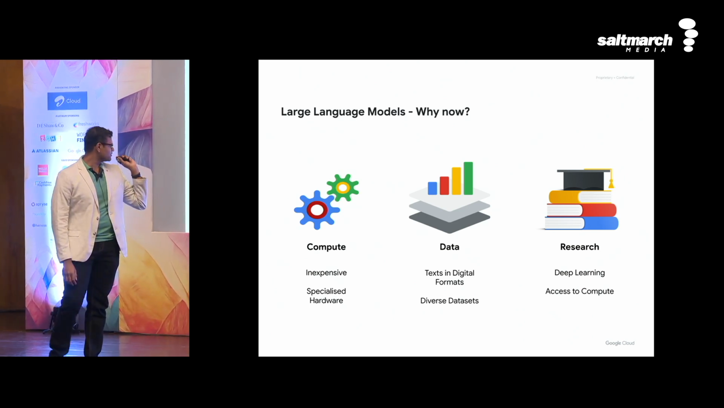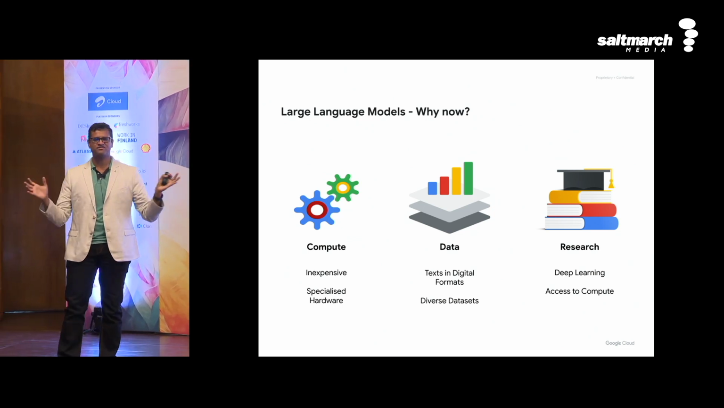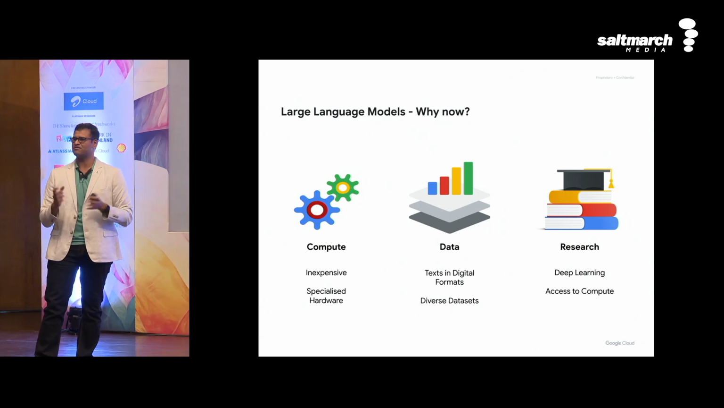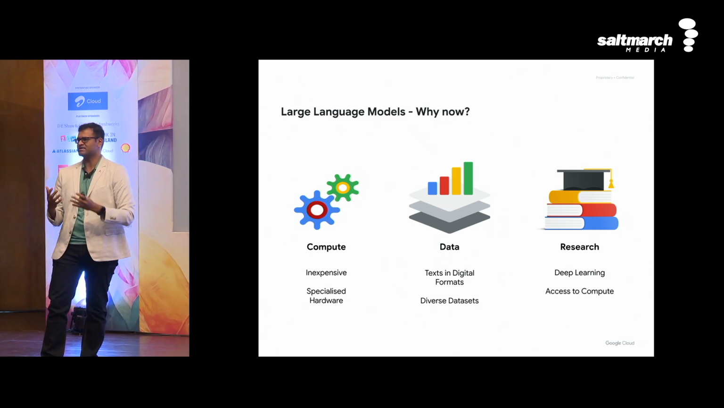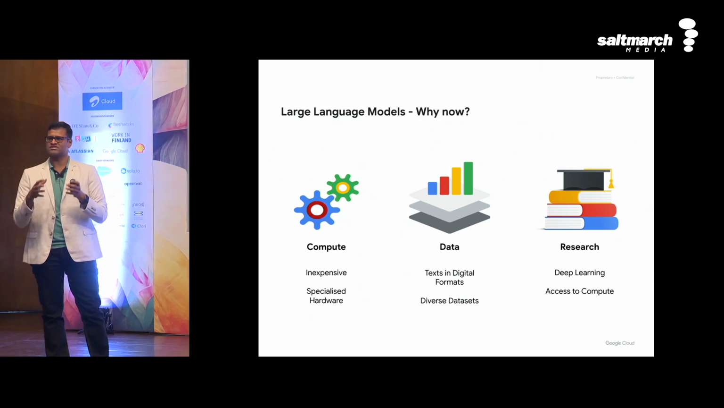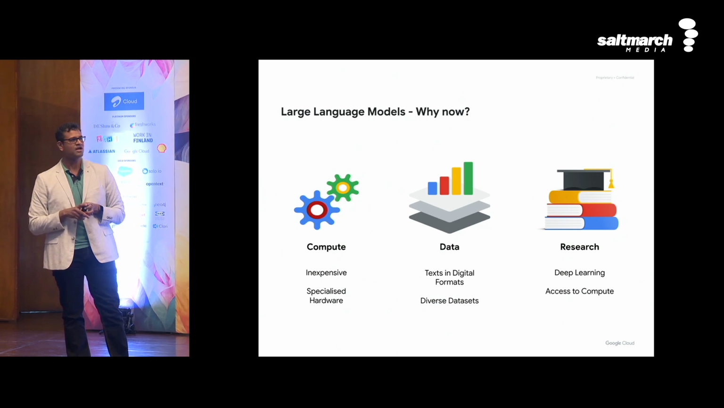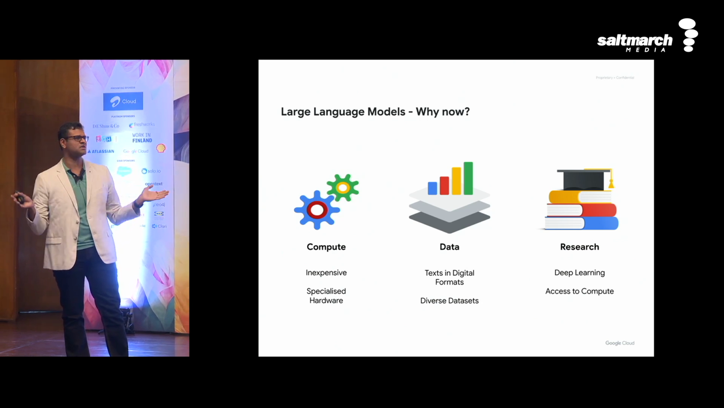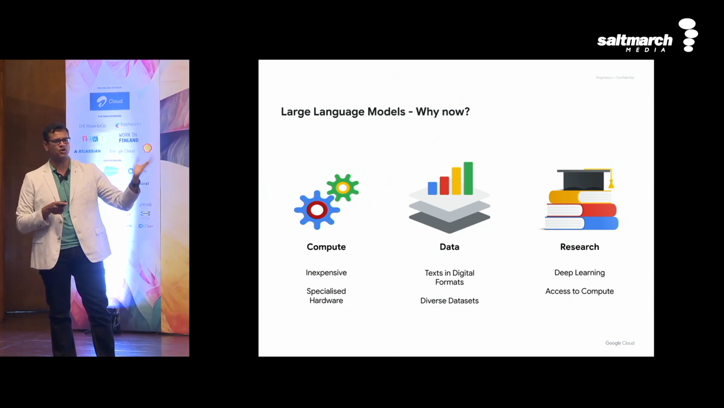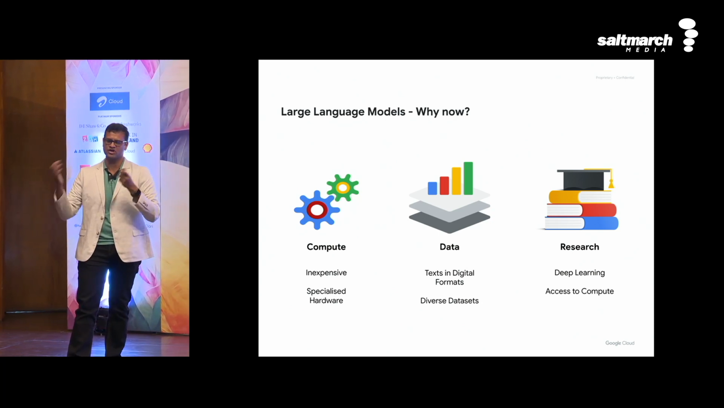There's an unprecedented access to data. Massive amounts of text in digital formats have been made available on the internet that anyone can access. We have been able to train models to learn from this human language text that is available out there. And there are diverse data sets. It's not just in a specific domain or a specific concept, but huge diverse data sets that we are able to learn from.